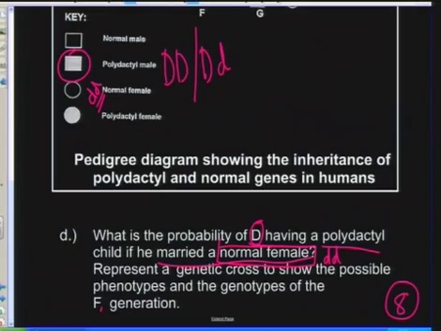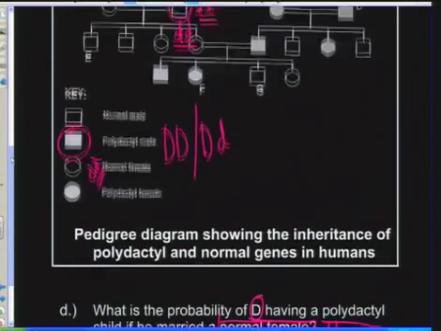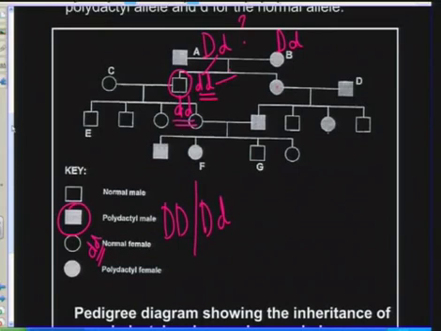What is the problem of D? Let's look at what D was in the pedigree chart. So if we look at D, D is here. Before we start doing the pedigree cross, the pedigree diagram or the genetic cross, we've got to determine what D is. So D is, again, look at the key, guys. He is a polydactyl male, so he definitely is capital D.